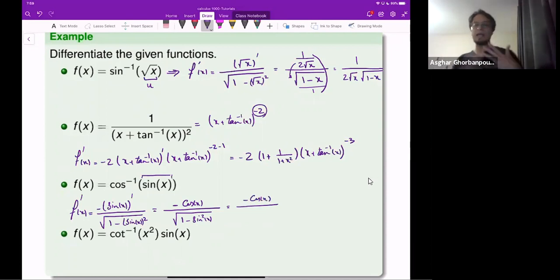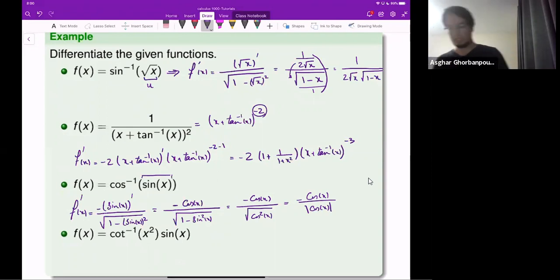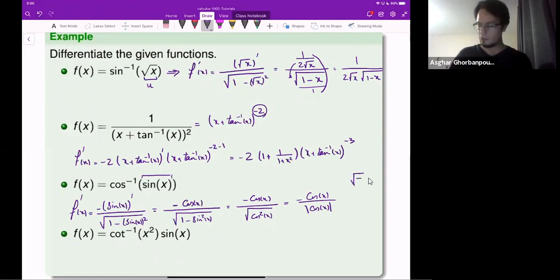I'm done with differentiation, but I can simplify a little bit more. 1 minus sine squared is cosine squared x. And this will give me minus cosine x over absolute value of cosine x. Remember, always if you have square root of something squared, that is absolute value of that something.